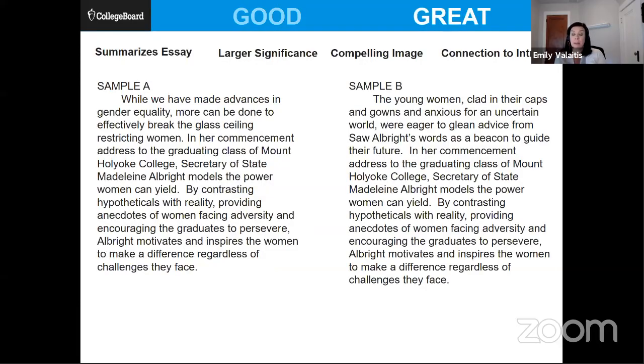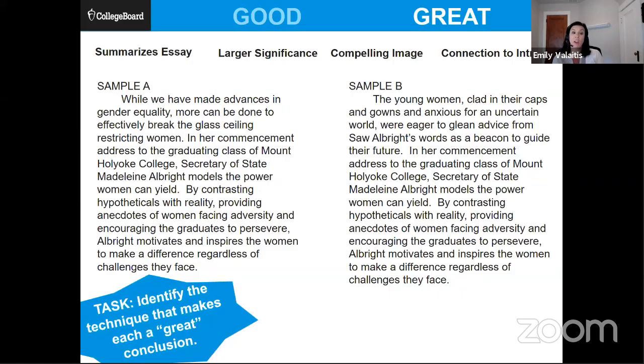Let me show you two other samples, and I will tell you that these are both great, but I want you to read them to identify why they are great. Which of those techniques have been applied to these particular conclusions to make them great? You will notice that there are some similarities and that they have the same summary because they are attached to the same essay, so they should have the same summary. But look at what has been added to each conclusion to make it great, and what technique the student used. Pause the recording, read through them, and think about which technique each used to make their conclusion great.